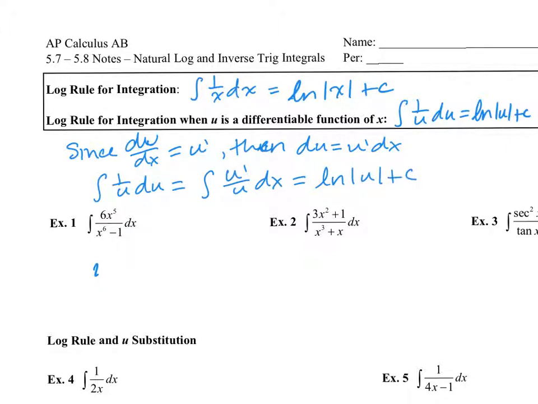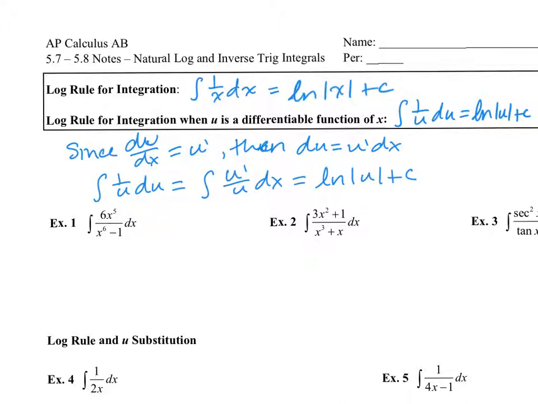Okay, so all that to say, when you're looking at an integral of a ratio, try and find patterns where the denominator is a function u, a differentiable function of x, and the numerator is the derivative of that denominator. When that's the case, then it's a very simple integral. It's just the natural log of the absolute value of that denominator plus c. So for example, let's take a look at example number 1.